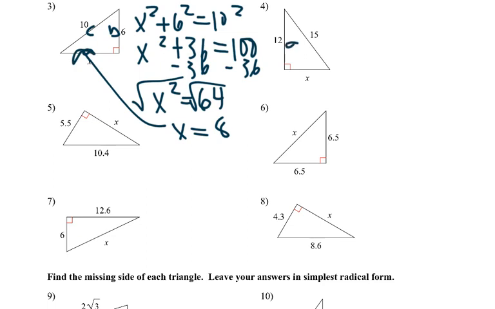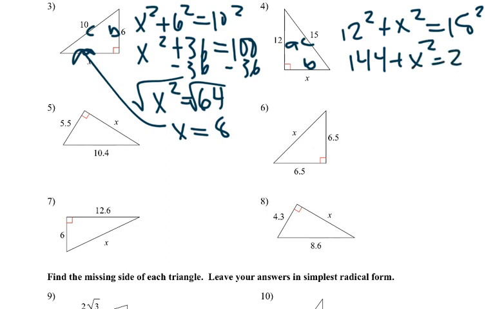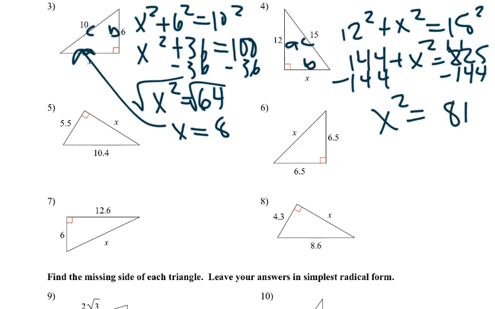For number 4, call that A, B. That's our hypotenuse because it's the longest side and it's across from the 90-degree angle. And that's critical to understand, or else you'll set up your problem wrong, and it'll look like it'll work, but it won't. So we get 144 plus x squared equals 15 squared, which is 225. Subtract 144. We'd get x squared equals 81. Take the square root and we'd get x equals 9, because the square root of 81 is 9.